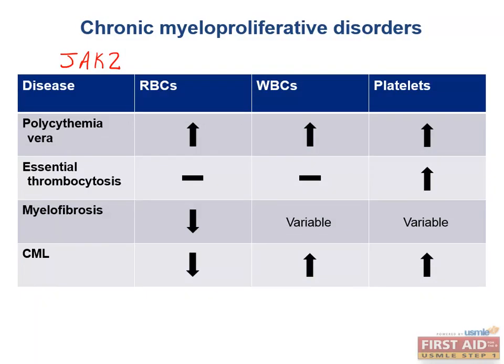JAK2 mutations are always present in polycythemia vera, and this is due to a somatic mutation, aka this is not a hereditary disorder. Because this mutation is a constant in this disease, the treatment for polycythemia vera is the JAK2 inhibitor, ruxolitinib. In about 1/3 to 1/2 of essential thrombocytosis and myelofibrosis patients, the JAK2 mutation is also found.